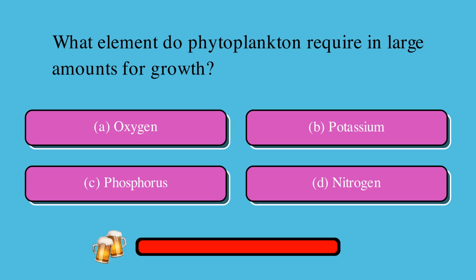What element do phytoplankton require in large amounts for growth? Is it A, oxygen, B, potassium, C, phosphorus, or D, nitrogen? The correct answer is D, nitrogen.